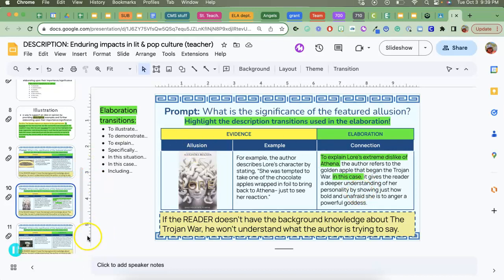Okay, so that's our second example. When you're done with highlighting, you're going to go back and do the next slide, slide 3.